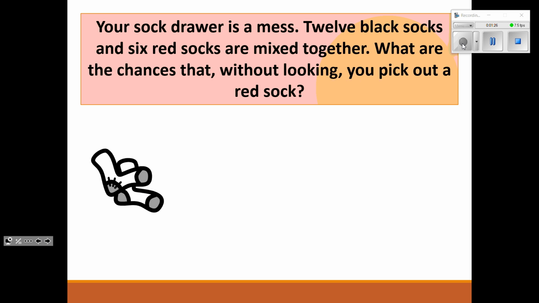Your sock drawer is a mess. Can't imagine that. 12 black socks and 6 red socks are mixed together. What are the chances that without looking you pick out a red sock? First, you want to know the total number of socks that are in the drawer. It said that there were 12 black socks and 6 red socks. And 12 plus 6 is 18. So we know that there's 18 total socks.